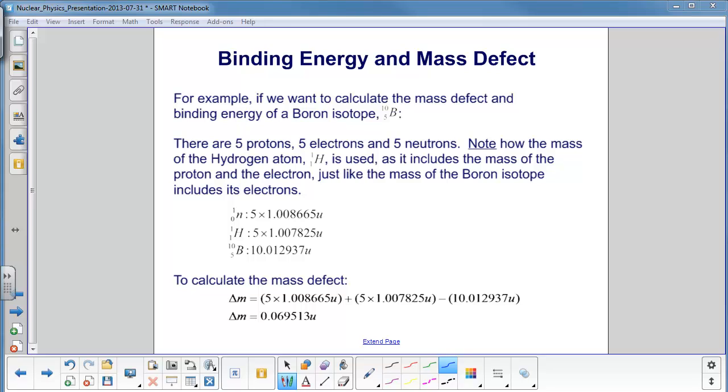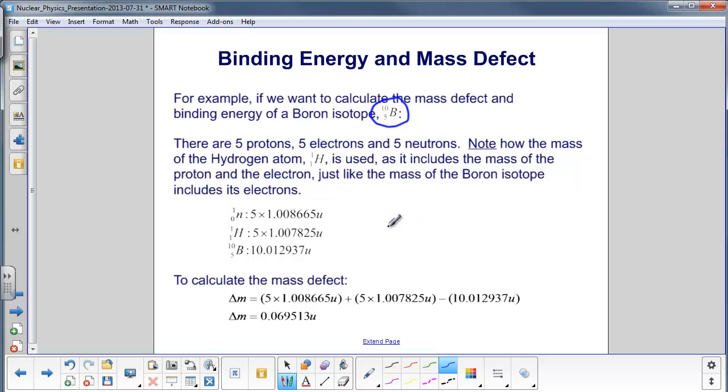Let's show an example as to how to calculate the binding energy of an isotope. We're going to start with boron 10. And notice I just say boron 10 because the 5, which tells you how many protons there are, is somewhat redundant, since only boron has 5 protons. We have 5 protons, 5 electrons, and 5 neutrons.